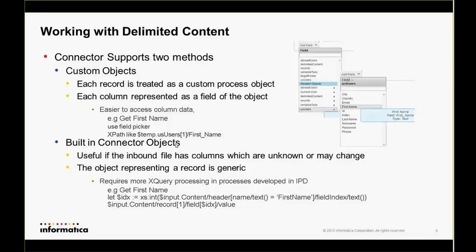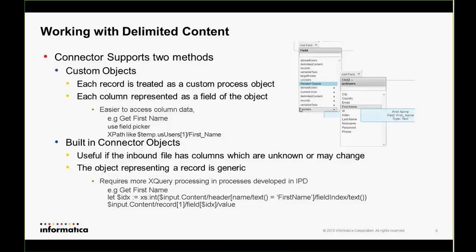The other method uses built-in objects, where you don't know what columns are on your inbound file, or the columns may change frequently, or you just want a generic catch-all, like, I'm looking for any CSV file and I don't know what's in there. You can use this method for working with the data. The downside, though, is that it's not so easy to grab a record by name, for example.